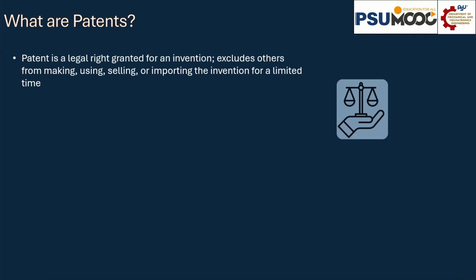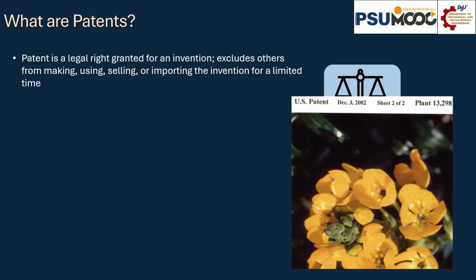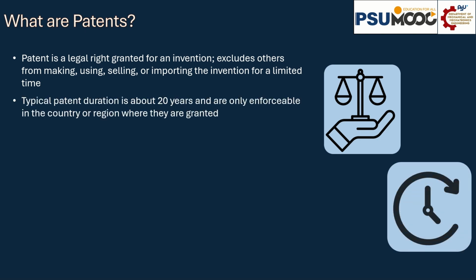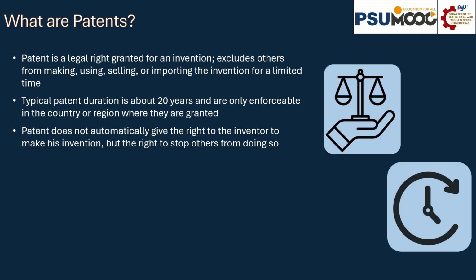So what are patents? A patent is a legal right granted for an invention. It allows the patent owner to prevent others from making, using, selling, or importing the invention without permission. Most patents last approximately 20 years from the filing date, and they are only enforceable in the country they are filed. A patent does not automatically give the inventor the right to make his invention, but the right to stop others from doing so. After expiration, the invention enters the public domain and can be freely used by anyone.